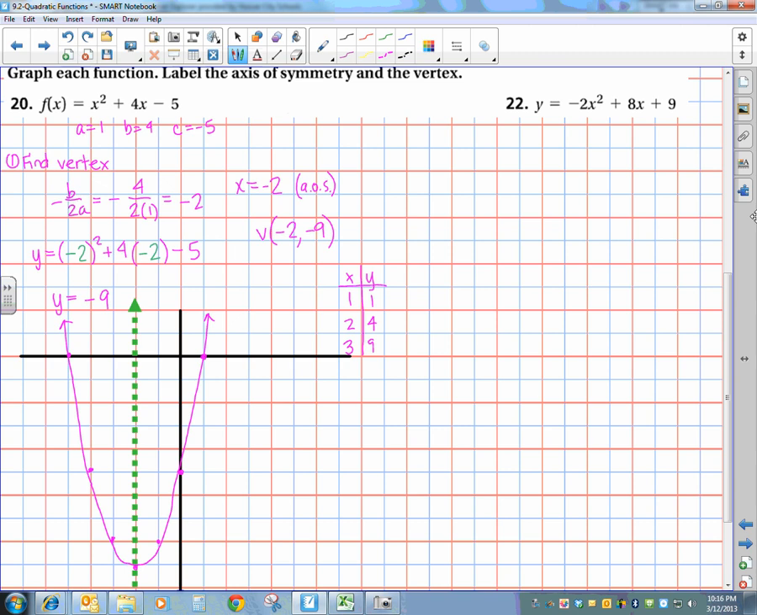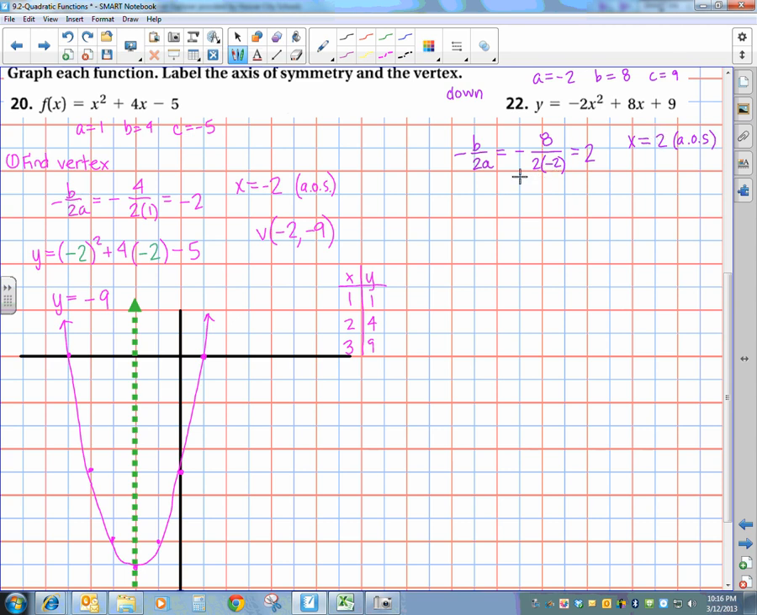Okay, look at 22, and then we'll be finished with our examples. All right, we have A equals -2, B is 8, C is 9. Sometimes it's good to notice that when A is negative, my parabola has to go down. Okay, we're going to calculate negative B over 2A. So that's negative, B is 8, A is -2. My two negatives mean my answer will be positive. 8 over 4 is 2. So that's my axis of symmetry: X equals 2.